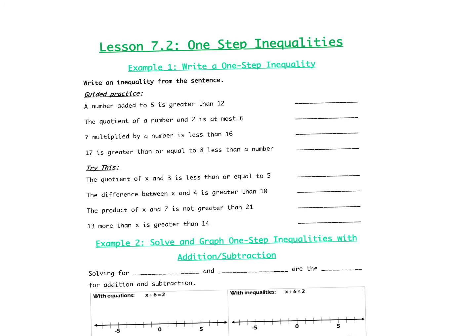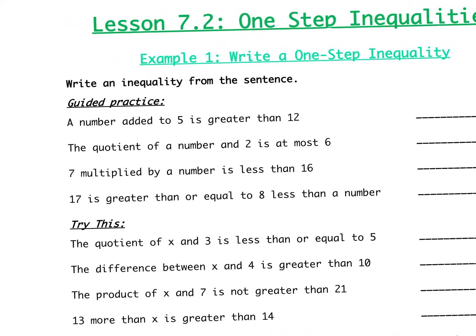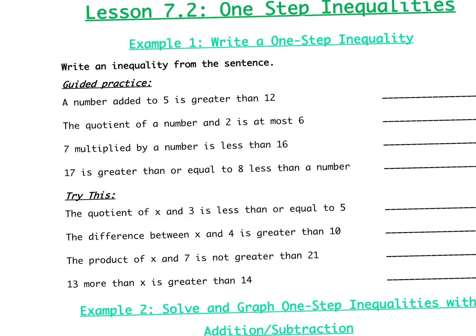Example 1 is about writing a one-step inequality. So you're going to write an inequality from the sentences. We're going to do 5 together. You're going to do 5 on your own, and then I'll check over it. So let's start with writing a number.